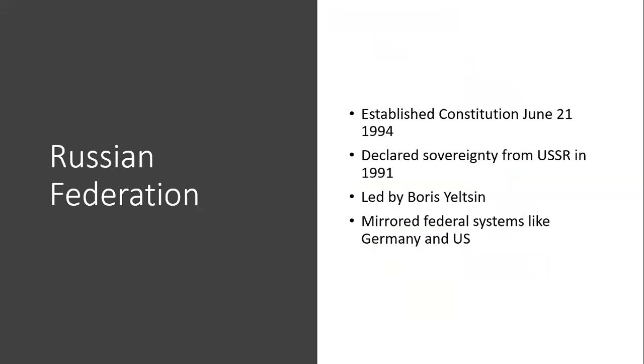So let's look at how the Russian Federation is set up. The Russian Federation is ideally, in theory, a federal state. They established their constitution on June 21st of 1994, though they declared their sovereignty from the Soviet Union in 1991.